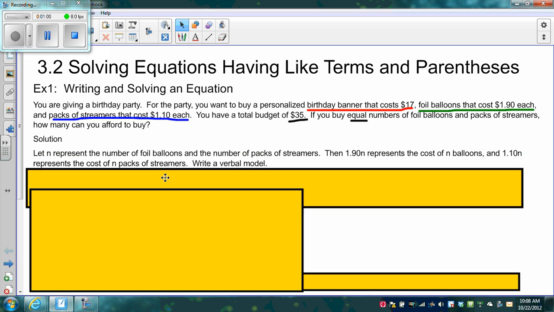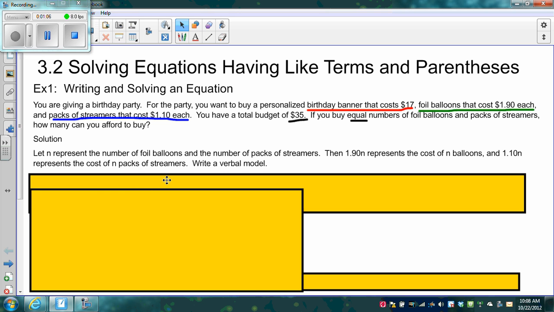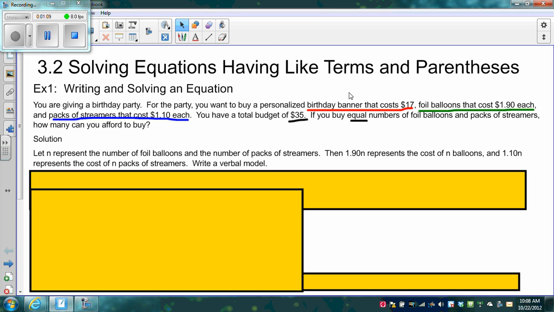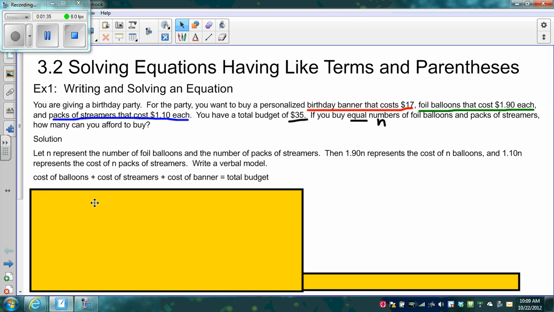Start off by figuring out what variable you want to use and writing a verbal model. Let n equal the number of foil balloons and packs of streamers you're going to buy. Then let $1.90 times n, because each pack of foil balloons costs $1.90, represent the cost of the balloons, and 1.10n equal the cost of n packs of streamers. So we can write our verbal model as the cost of balloons plus the cost of streamers plus the cost of the banner equals the total budget.